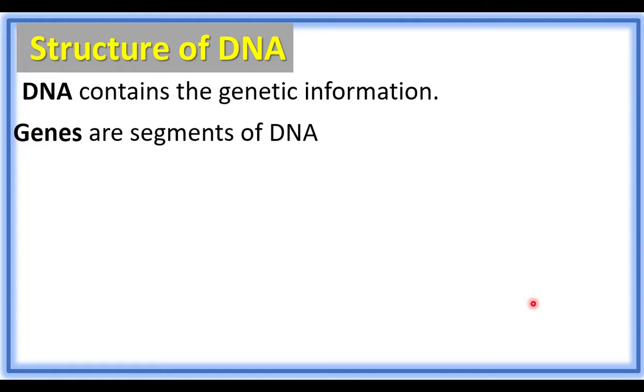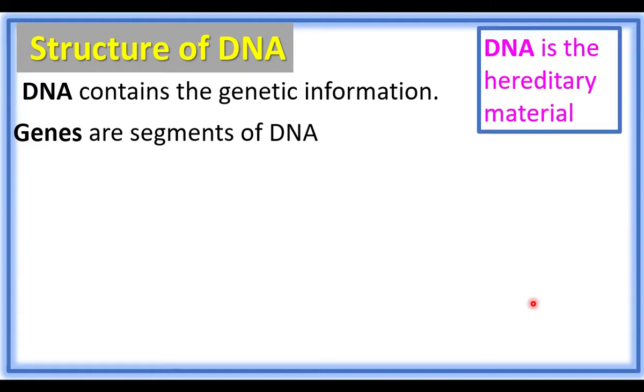We have already learned Mendel's experiment. Mendel used the term factors. Factors control tall, dwarf, yellow, green, and shape of the seeds. These factors are nothing but genes. The genes are parts of DNA, so the DNA is the hereditary material.